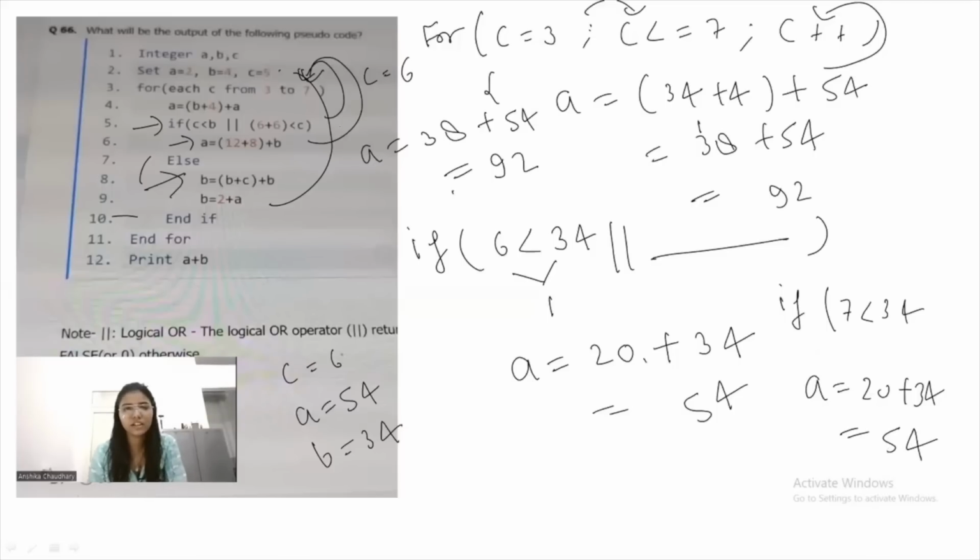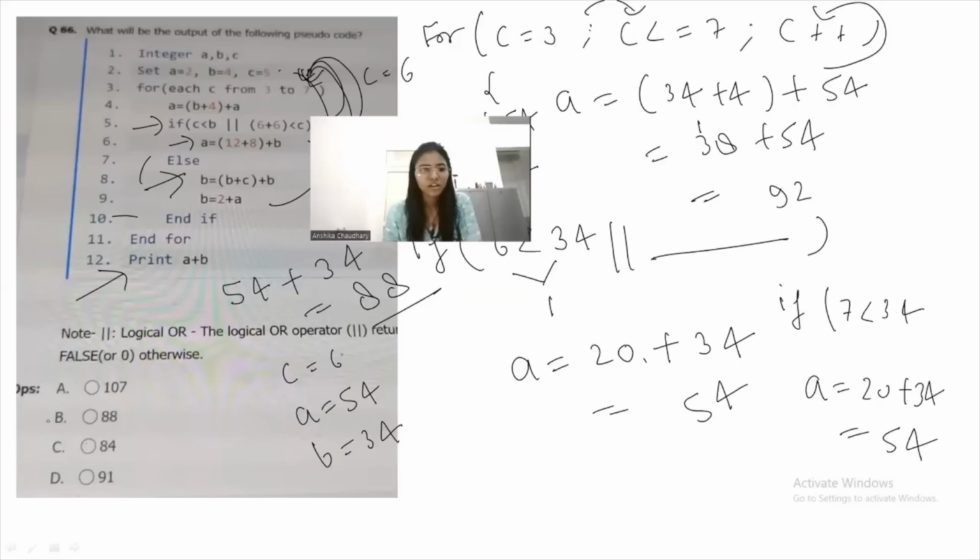Again, the control will go here and it will increment the count of C. So C value will become 8 this time. So 8 is not less than 7. So the condition will become false and we will jump out of the for loop. And at the very end, we have to print A plus B. So updated value of A was 54 plus B. B was 34. So what it will become? 4 and 4, 8 and 5 and 3 will become 8. So 88. Option number 2 or B will be the correct answer over here.